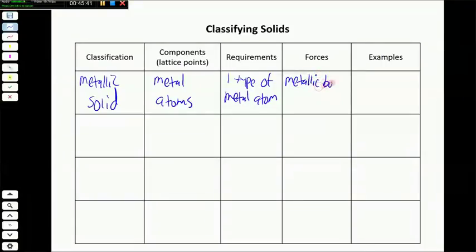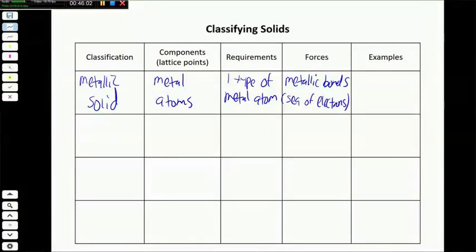And we talked about the nature of those metallic bonds being what we call a sea of electrons. So it's these loosely held valence electrons that are shared between all the nuclei in the metal. They're delocalized over the entire metal. And the attractions between those delocalized electrons and the nuclei are what are responsible for holding those metal atoms together.